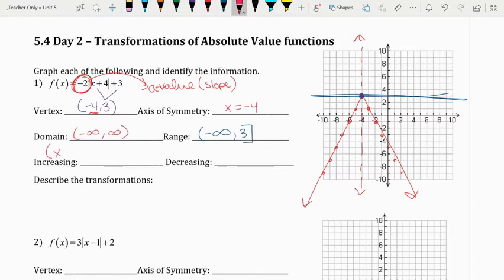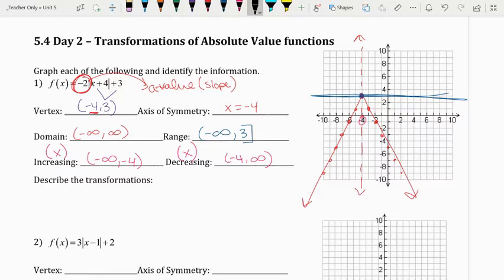Increasing and decreasing is always our x values, so I always just start on the left. -infinity to your axis of symmetry, which is -4, is going to be increasing, which means the rest of it is going to go decreasing.